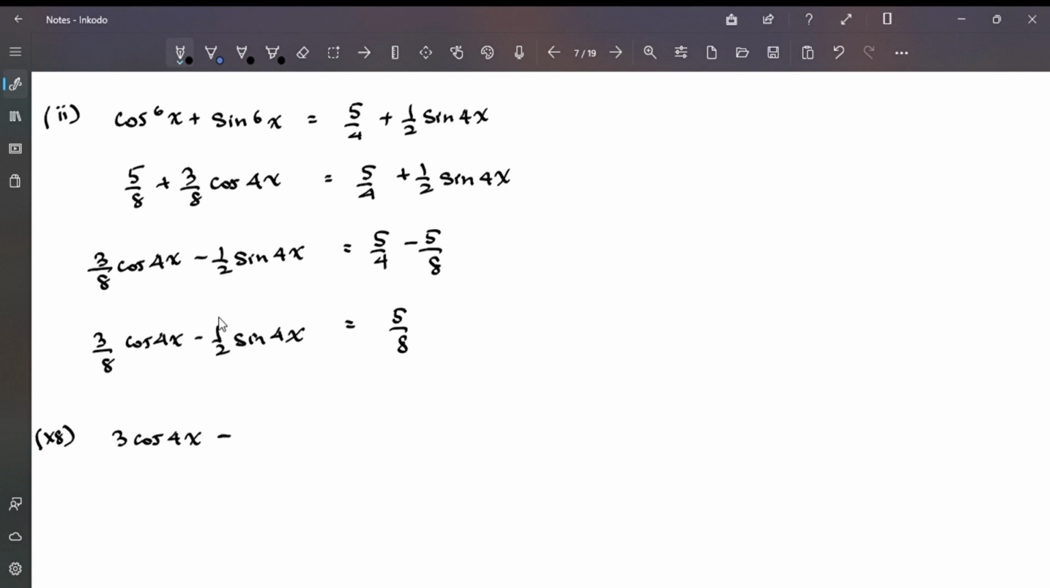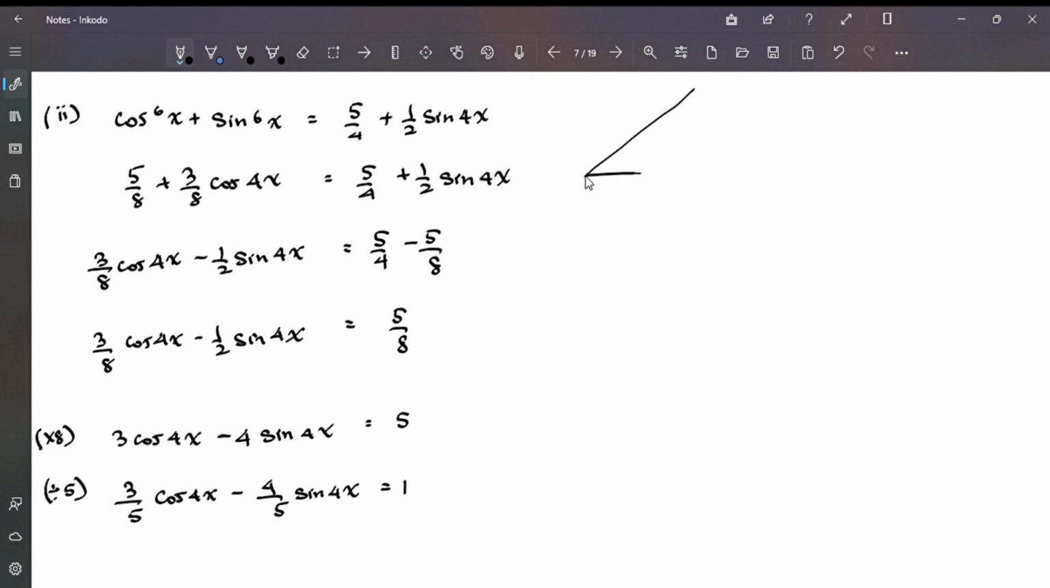If I multiply everything by 8, this is going to be 3 cos 4x minus, if I multiply this term by 8, 8 over 2 is 4, 4 sine 4x equals 5. Then I'm going to divide this by 5 so that I can remove this part. So this is going to be 3 over 5 cos 4x minus 4 over 5 sine 4x equals 1.